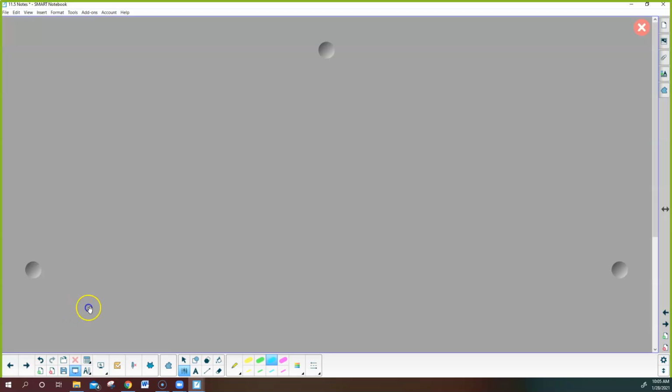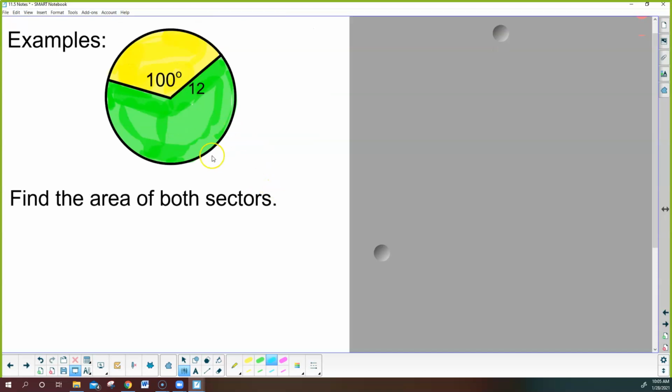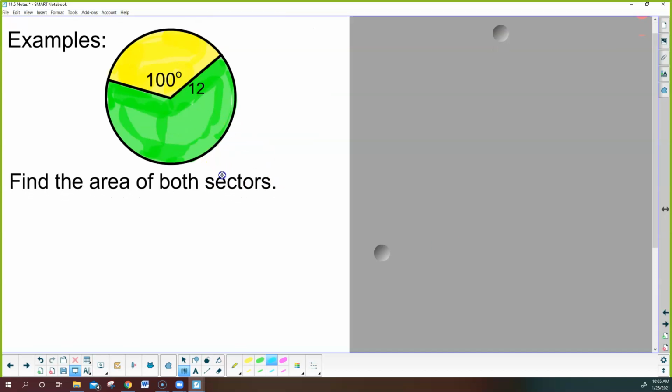And we'll do this in pieces. Find the area of both sectors. So you've got the yellow and the green. And I want to do this together just because you might notice there's a really fast way to do the second part. So if I find the yellow one first, there's a fast way to do the green one. I'll give you a second.